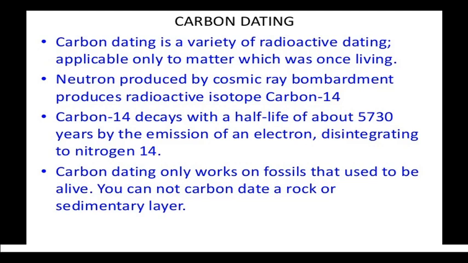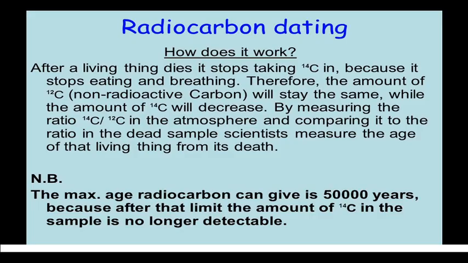And then neutrons produced by cosmic rays bombard the nitrogen and produce radioactive carbon C14. This C14 decays with a half-life of about 5730 years by the emission of an electron, which is known as beta decay. So this carbon 14 disintegrates into nitrogen 14. So carbon dating only works on fossils that used to be alive. So this is the same thing which is explained again.